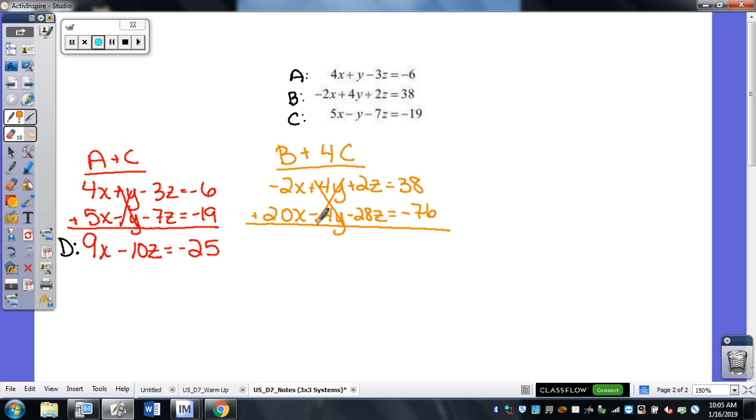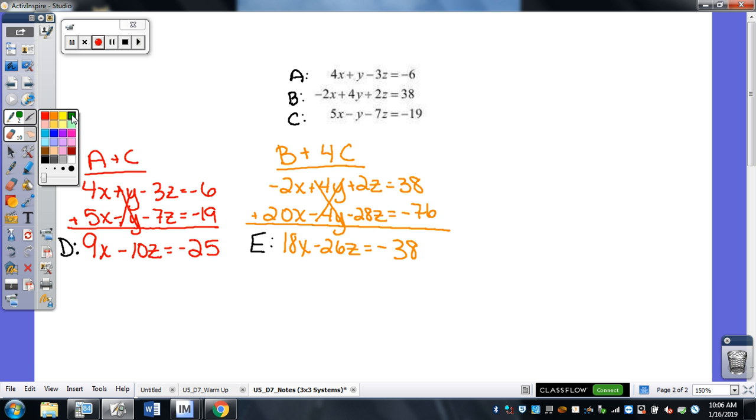Now we can add the two of them together. Our y's cancel out just like we wanted. So negative 2x plus 20x is 18x minus 26z equals negative, let's see here, 38. And there's our equation E.